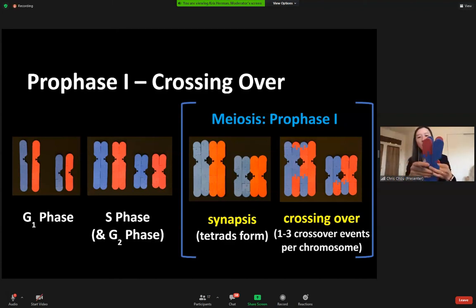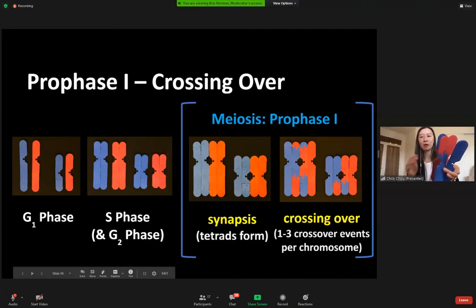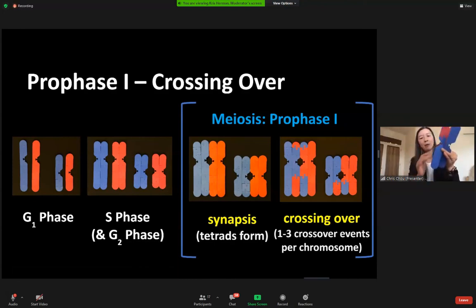This foam kit allows you to do crossing over at a couple of places. So in actual crossing over, it will happen from 1 to 3 locations. So maybe you could do it at another place. So cut and swivel and swap. And so you have these new chromatids that have a mixture of blues and reds, and that is crossing over.